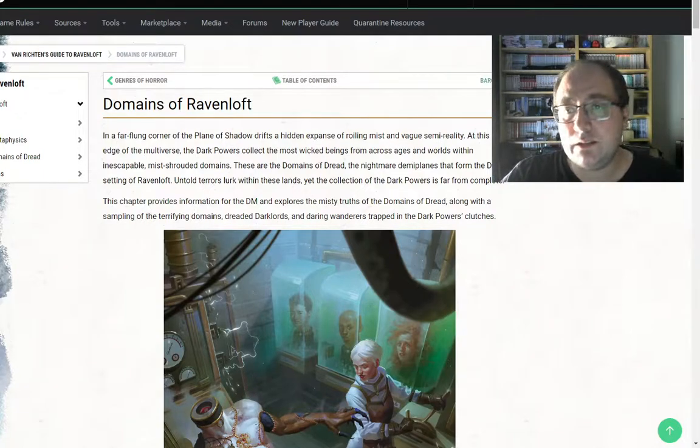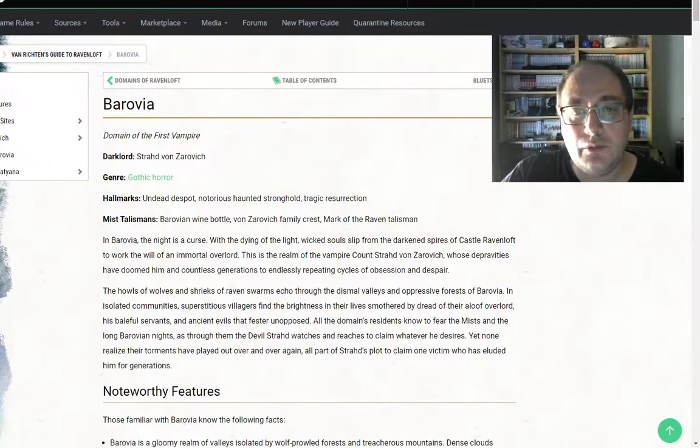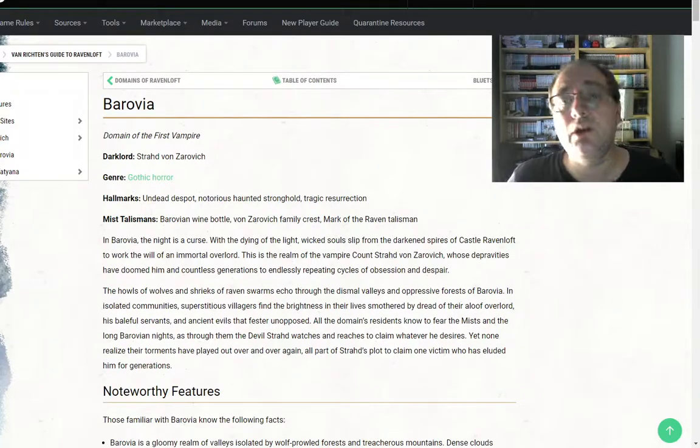So with that in mind, let us talk about the first and the most iconic domain, and iconic is the word that can absolutely be applied 100% to this domain, and that is the domain of Barovia. So why is Barovia such an iconic domain? Well, the reason is that without Barovia, there would be no Ravenloft, right? Before there was Ravenloft as a setting, there was this grand adventure, right?